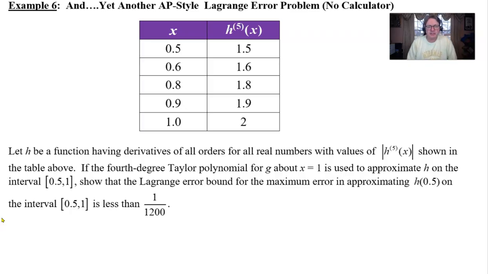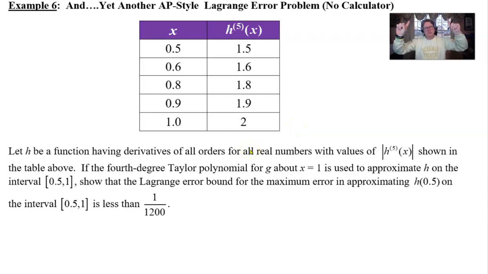It says, let h be a function having derivatives of all orders for all real numbers, with values of the absolute value of the fifth derivative of h of x shown in the table above. If the fourth degree Taylor polynomial for h about x equals 1 is going to be used to approximate h on the interval 1/2 to 1, show that the Lagrange error bound for the maximum error in approximating h of 0.5 on that interval is less than 1 over 1200. It's a little scary when you see that fraction, but you'll be surprised that you're going to be able to take care of this with no trouble at all.